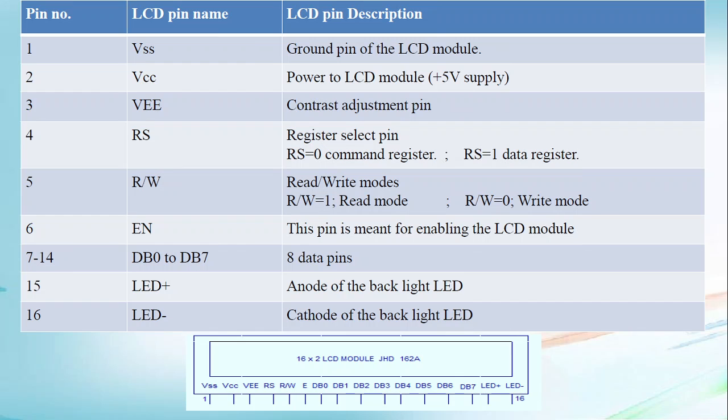Then DB0 to DB7 or D0 to D7 data pins. These 8-bit data pins D0 to D7 are used to send information to the LCD or read the contents of the LCD internal registers. There are also instruction command codes that can be sent to the LCD to clear the display, force the cursor to the home position, or blink the cursor, etc. LED plus and LED minus are the anode and cathode of the backlight LED.